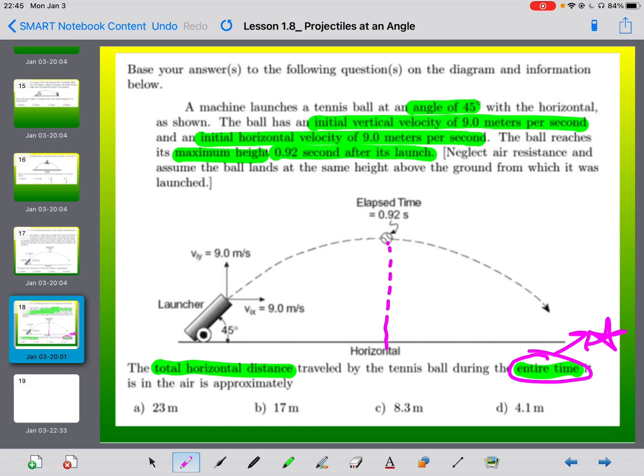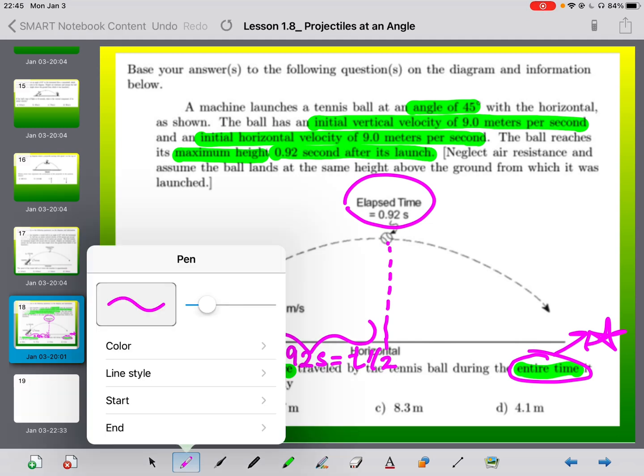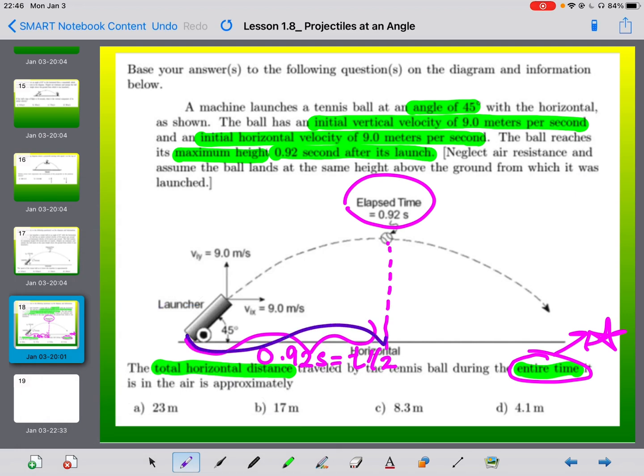Let's go to the diagram and label what's going on. At the top, the amount of time that has passed since the object has been launched is 0.92 seconds. That is only half the parabola, which means that 0.92 seconds equals time 1/2. The question is asking for the total horizontal distance traveled by the tennis ball during the entire time it's in the air, so we have to worry about this entire parabola now. We're not going half parabola, we're going full parabola.